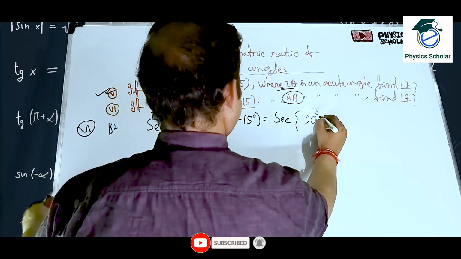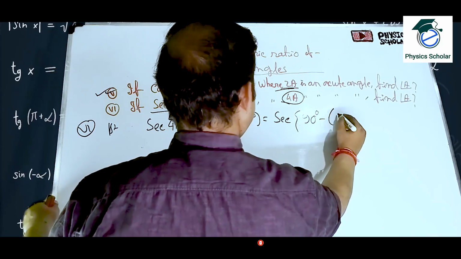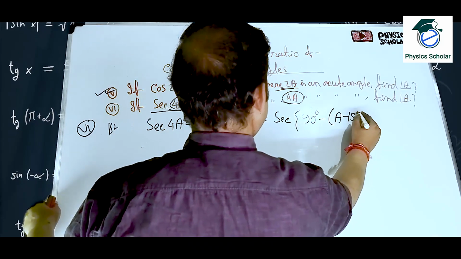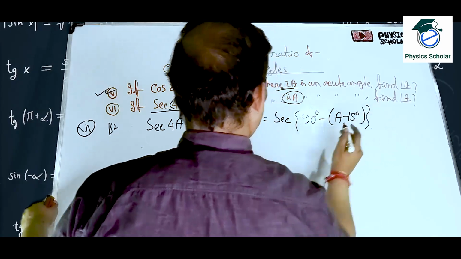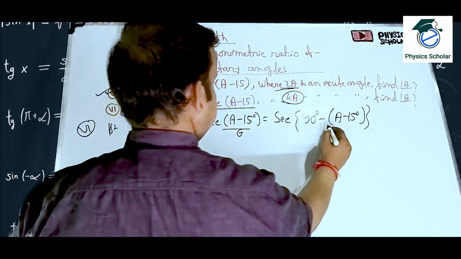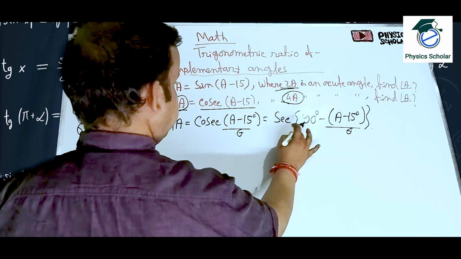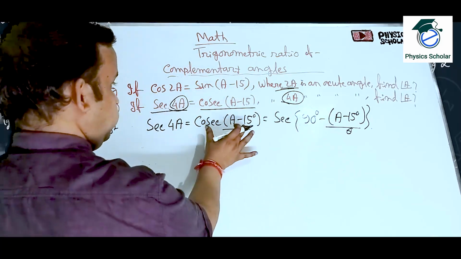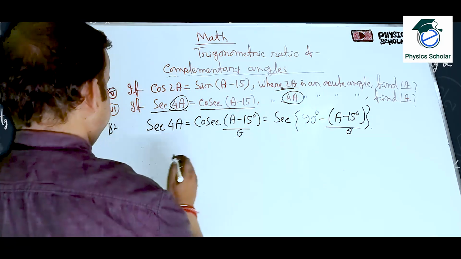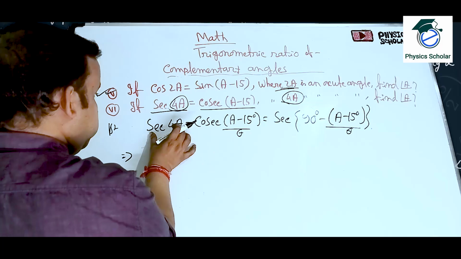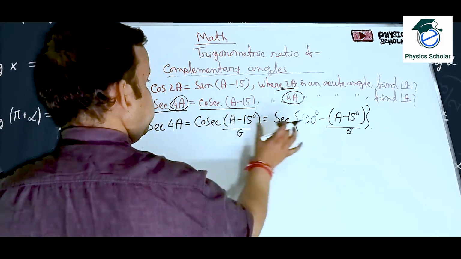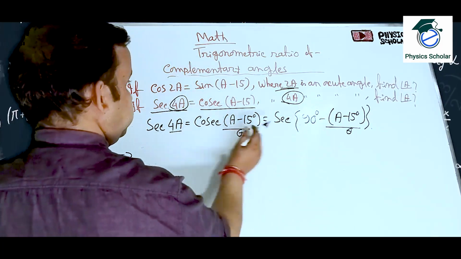Sec of 90 degree minus what? A minus 15 degree. Okay. So what? It is theta and it is all theta. So what? Sec 90 minus theta means what? Cosec theta. So this and this are same. Clear? So what can you write now? Cosec 4A is equal to sec 4A is equal to sec this. Okay. So this is equal to this.